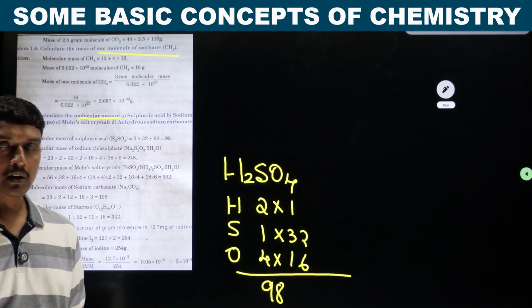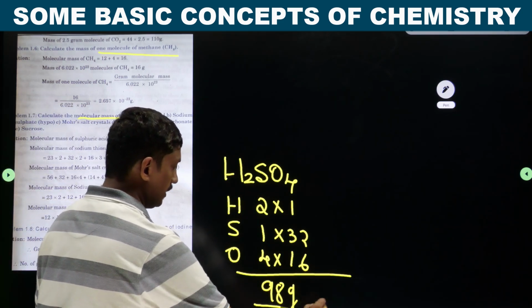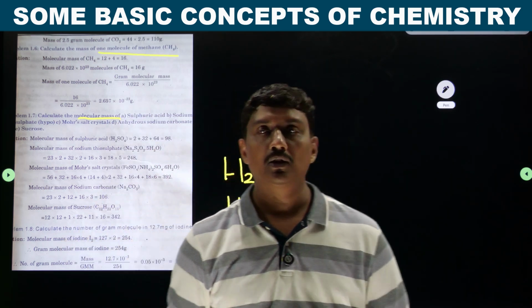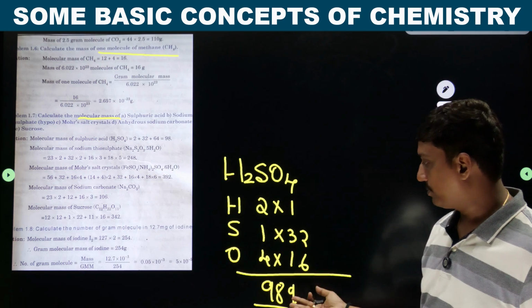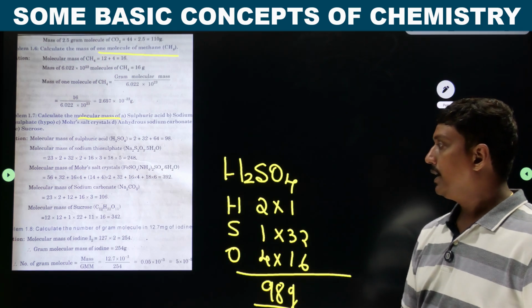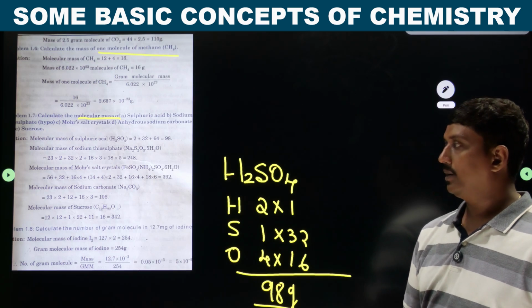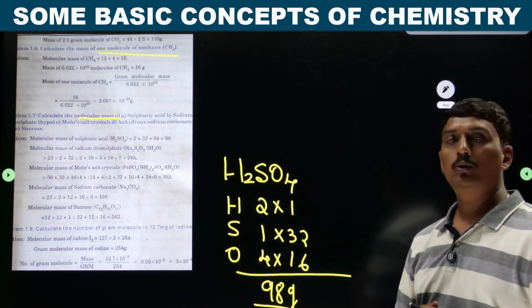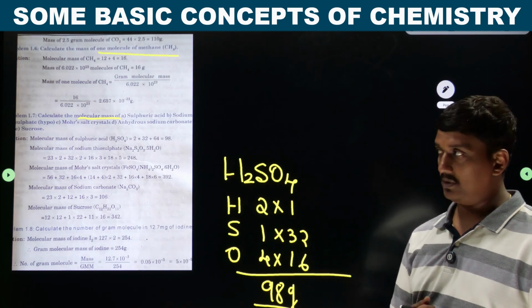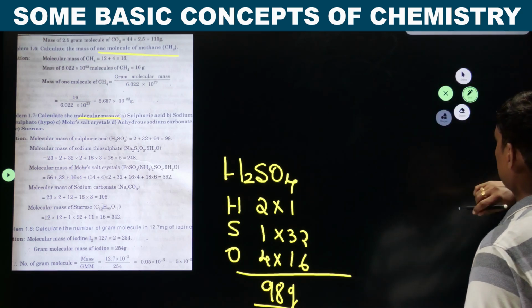This is a number, and you express it in terms of grams. That is the gram molecular mass, 98 grams. Like this, molecular mass can be calculated, and when expressed in grams it is called gram molecular mass. Okay, this is how to calculate the gram molecular mass of a substance. Next, we are discussing one more question.